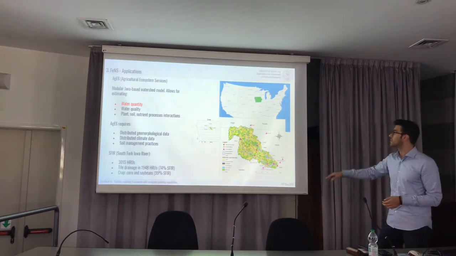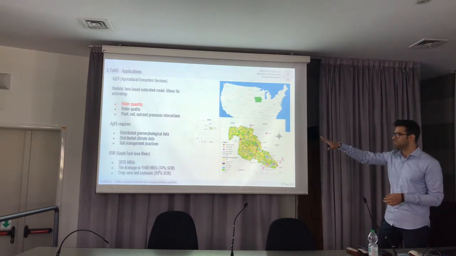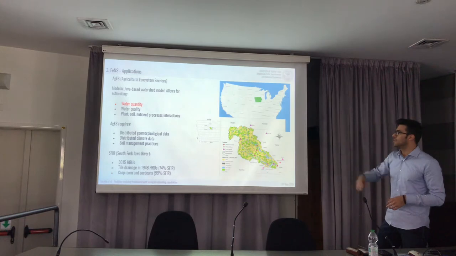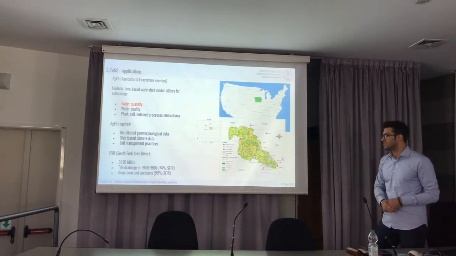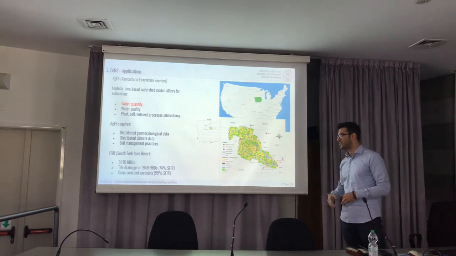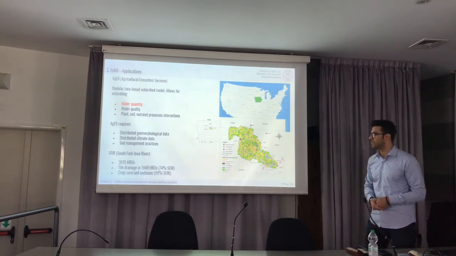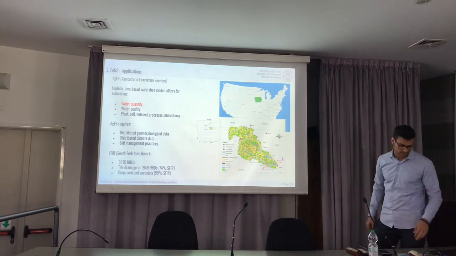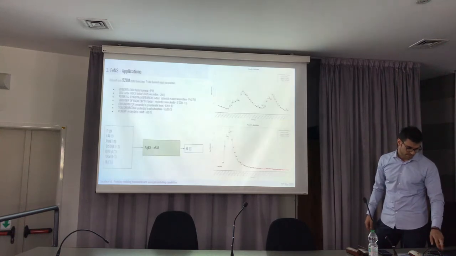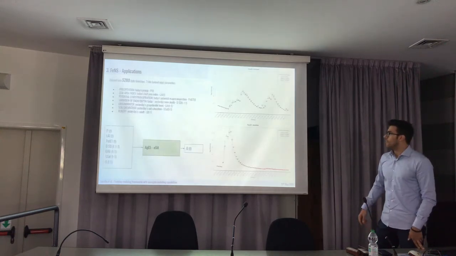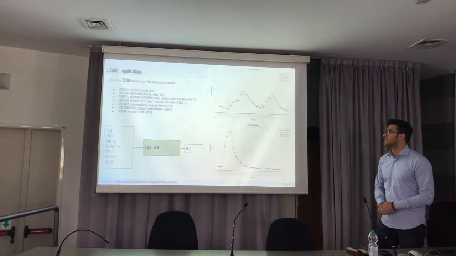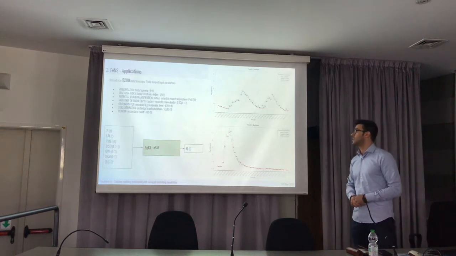South Fork Iowa River, again in Iowa, more or less the same area we studied with RASR2, 3,000 HRUs, tile drainage on almost 2,000 HRUs, and crop rotation, again, corn and soybeans. 5,300 daily time steps.